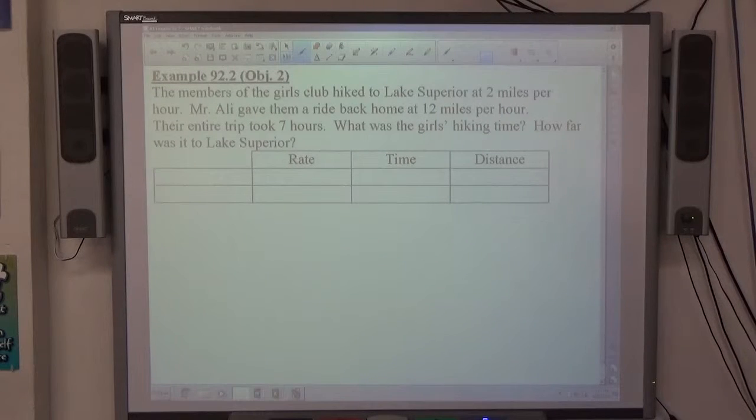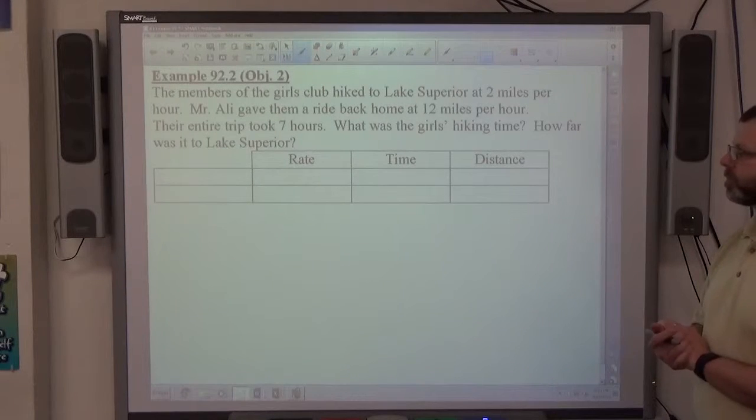Okay, example 2. The members of the girls' club hiked to Lake Superior at 2 miles per hour. Mr. Ali gave them a ride back home at 12 miles per hour. Their entire trip took 7 hours. What was the girls' hiking time? How far was it to Lake Superior?